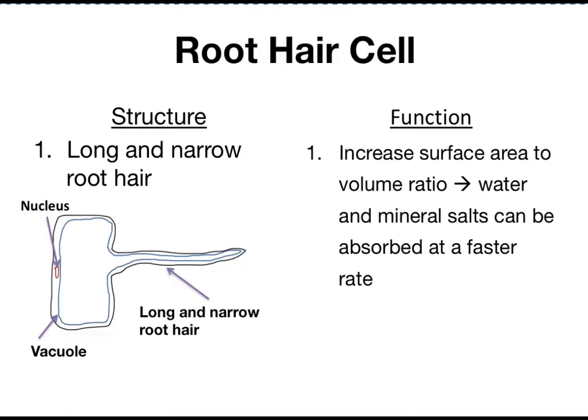And finally, we have the root hair cell, which has a long and narrow root hair. It increases the surface area to volume ratio, so that water and mineral salts can be absorbed at a faster rate. So now we have come to the end of the chapter on cells.